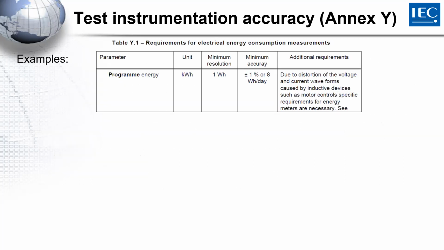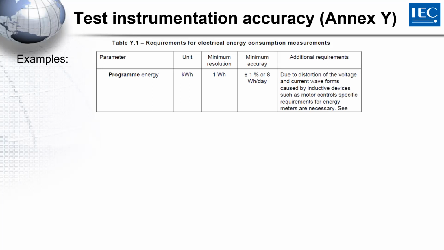So looking at this Annex Y, I have just put in here two examples. The one is for program energy. So it's normally measured in kilowatt hours and given in kilowatt hours, but the accuracy needs to be at 1% at minimum, so plus minus 1%, or when we use it for low power modes, for example, then it should be better than 8 watt-hours per day. So if it's a long-lasting measurement as for low power modes, then you should look at that.